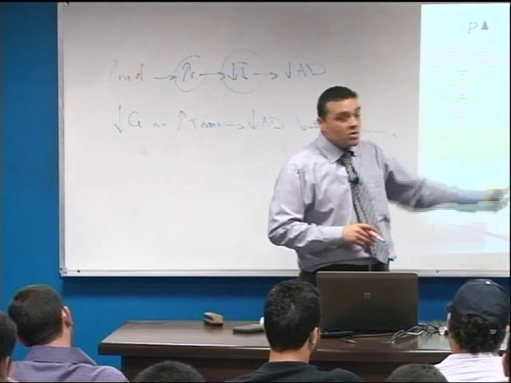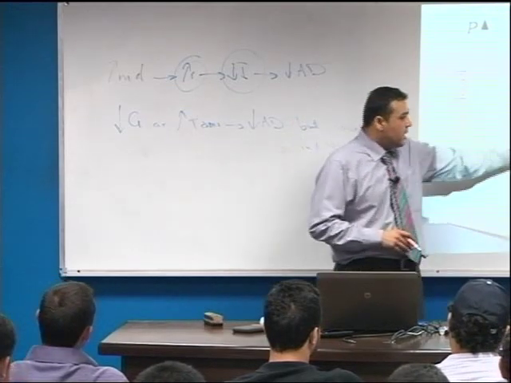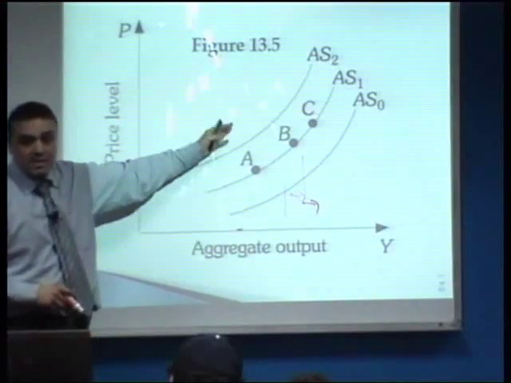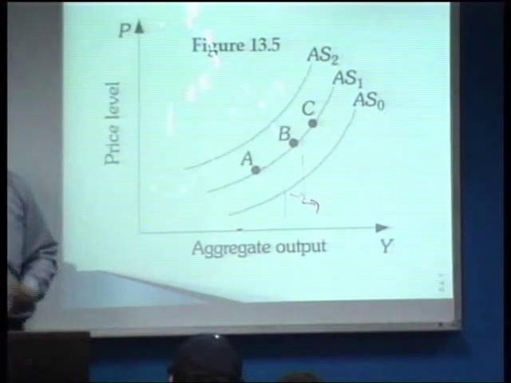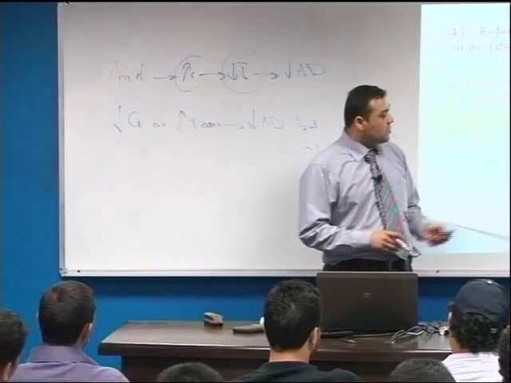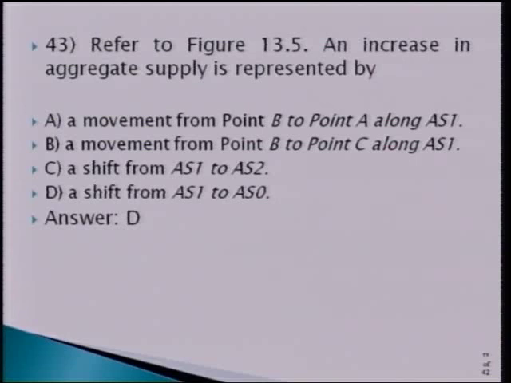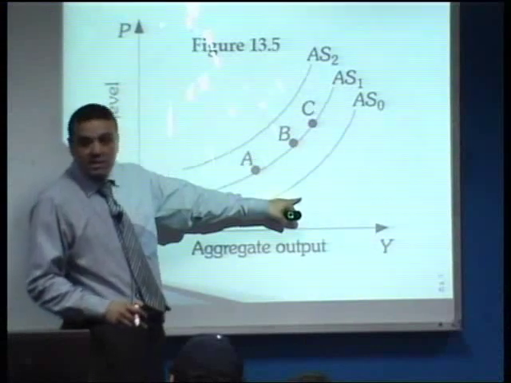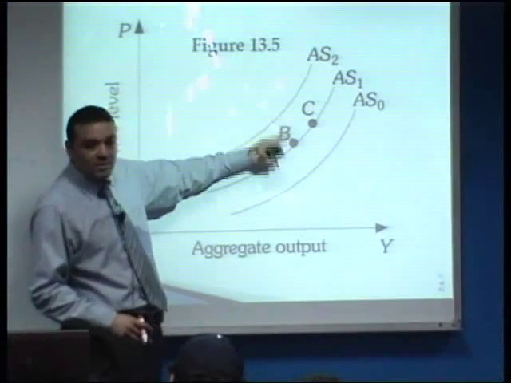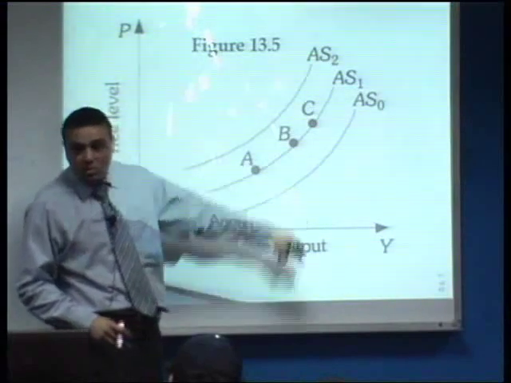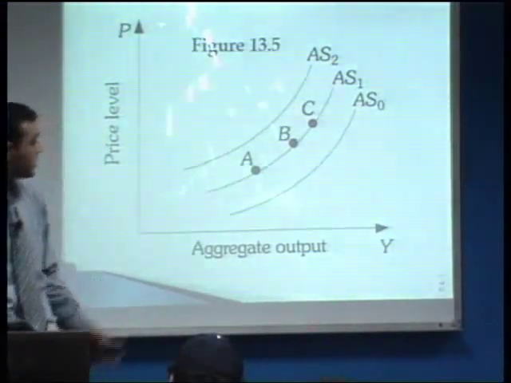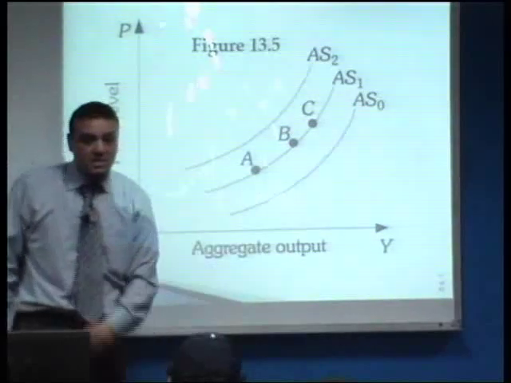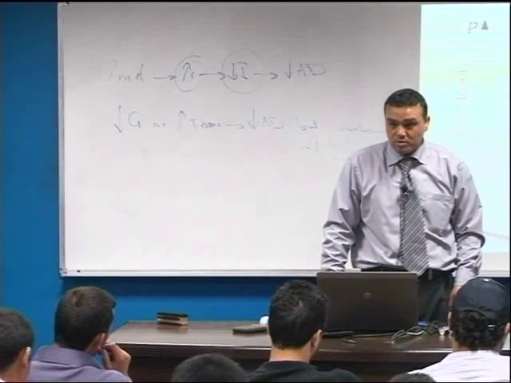Let's go to this figure or diagram. As you see, aggregate supply 1, aggregate supply 0, aggregate supply 2. Let's go to the exercises. An increase in the aggregate supply is represented by what? From aggregate supply 1 to aggregate supply 0, or from aggregate supply 2 to aggregate supply 1, or from aggregate supply 2 to 0? 1 to 0. Yes, it's the right word, shifting the aggregate supply curve.